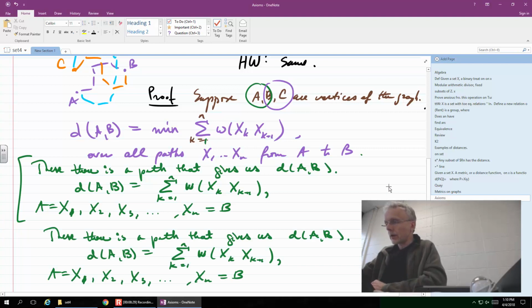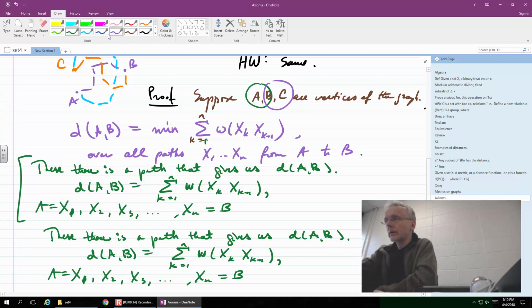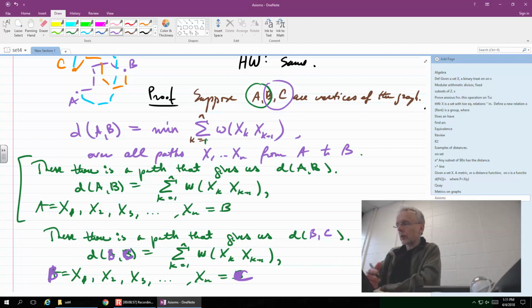Okay, so there is a path that gives us BC. I erase this and I'll have BC. Okay, so BC, same formula. This is B, this is C. We probably will have to rename the vertices as well. So how about we call them Y's rather than X's? Y1, Y2, Y3, and Ym.